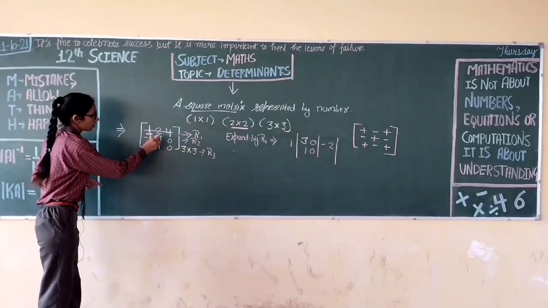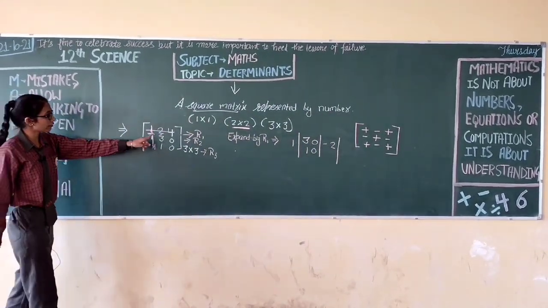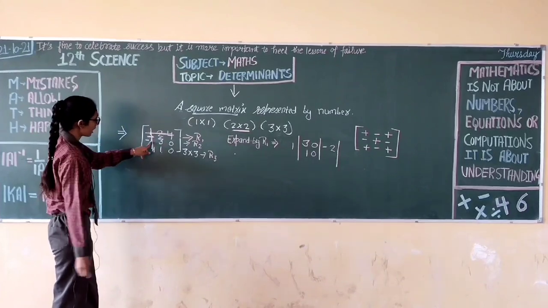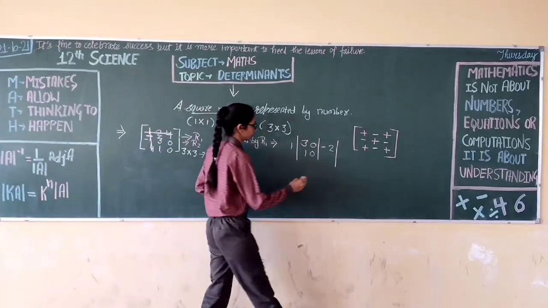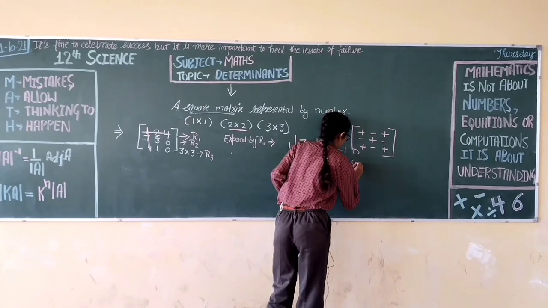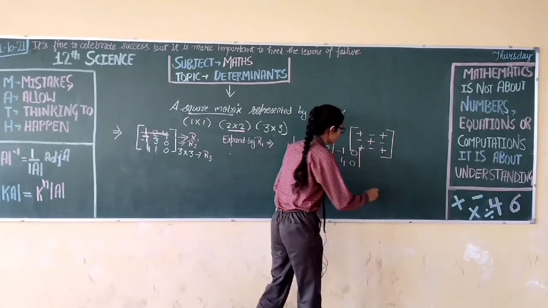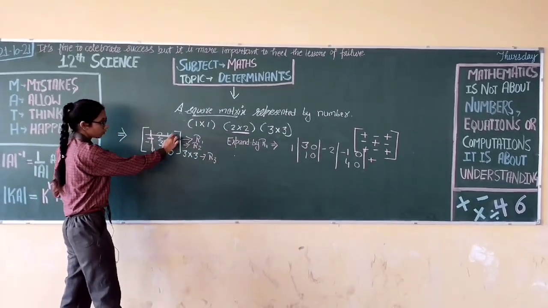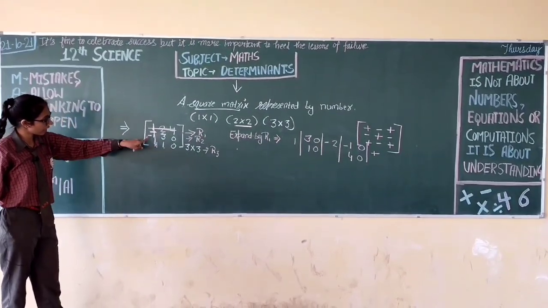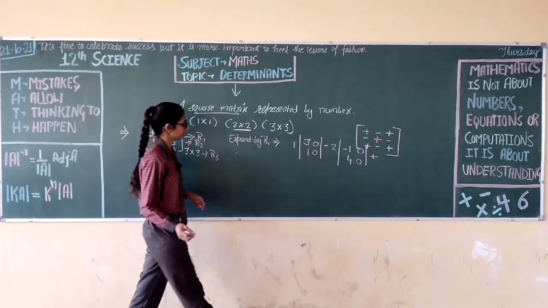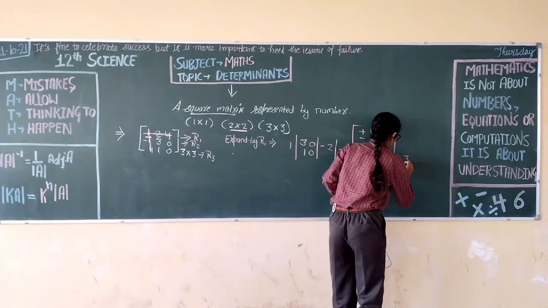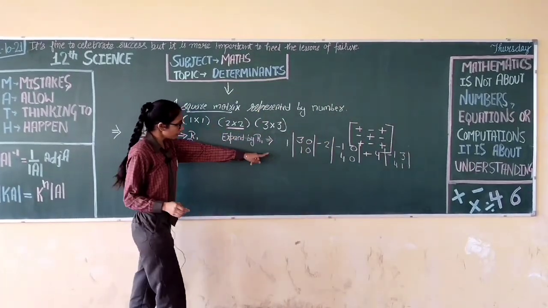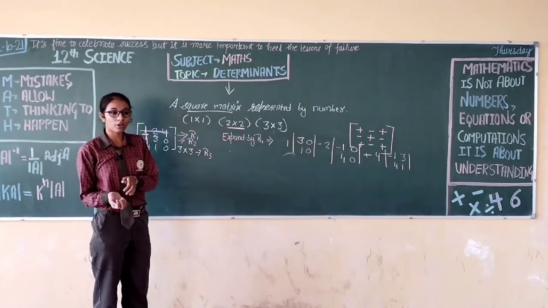2 is present in the first row, second column. Then we will delete the first row and second column. What are we left with? If we delete them, we are left with minus 1, 0, 4, 0. Then the next sign is plus and our element is 4. If we delete row 1 and column 3, then we are left with minus 1, 3, 4, 1. And here is 4. Now we will solve this.